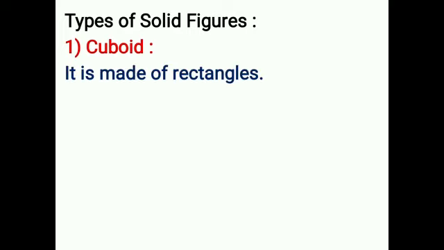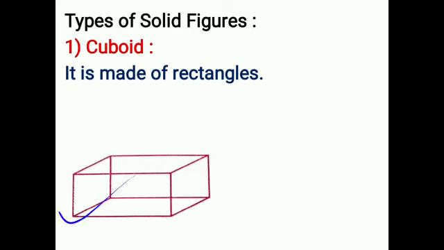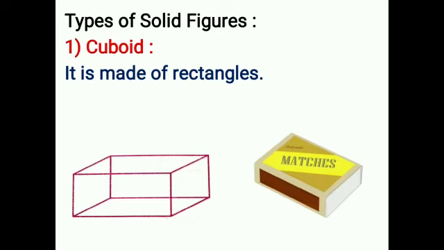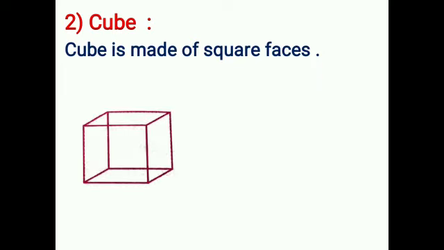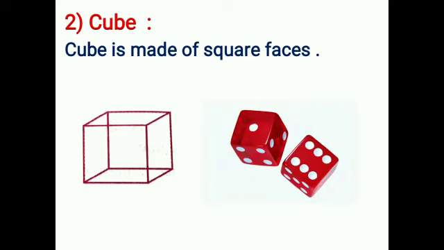Now the next point is types of solid figures. The first type is the cuboid. A cuboid is made of rectangles. This is the diagram of a cuboid, and one real-life example of a cuboid is a matchbox. The next example is the cube. A cube is made of square faces. This is the cube and this is its diagram, and in real life a dice is an example of a cube.